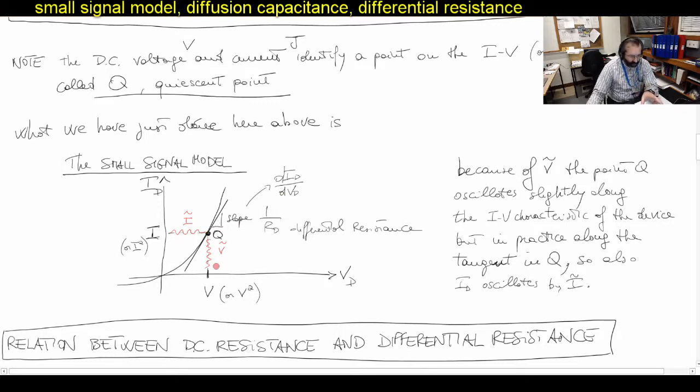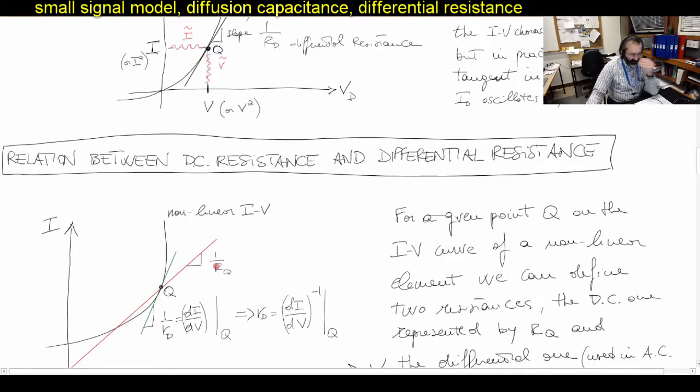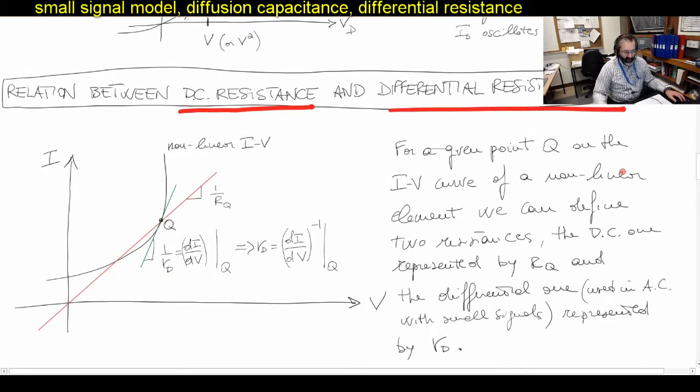Just to conclude this thing we just said about reminding ourselves about the small signal model, remember the relation existing between DC resistance and differential resistance. So let's go back to an IV plot of a nonlinear component. The black curve represents the nonlinear IV curve of a component. If we pick a point Q on this curve, we can define two resistances.